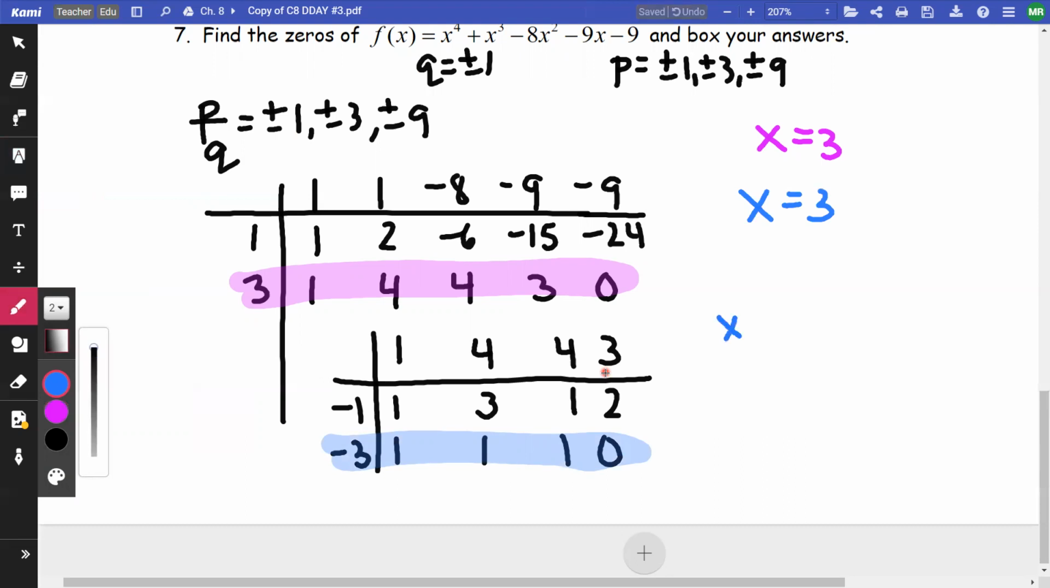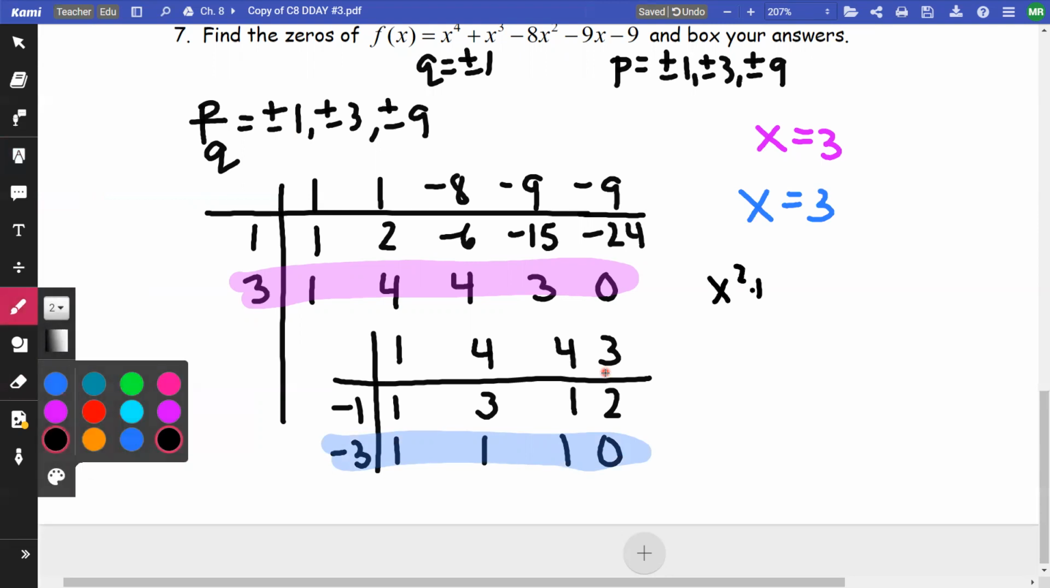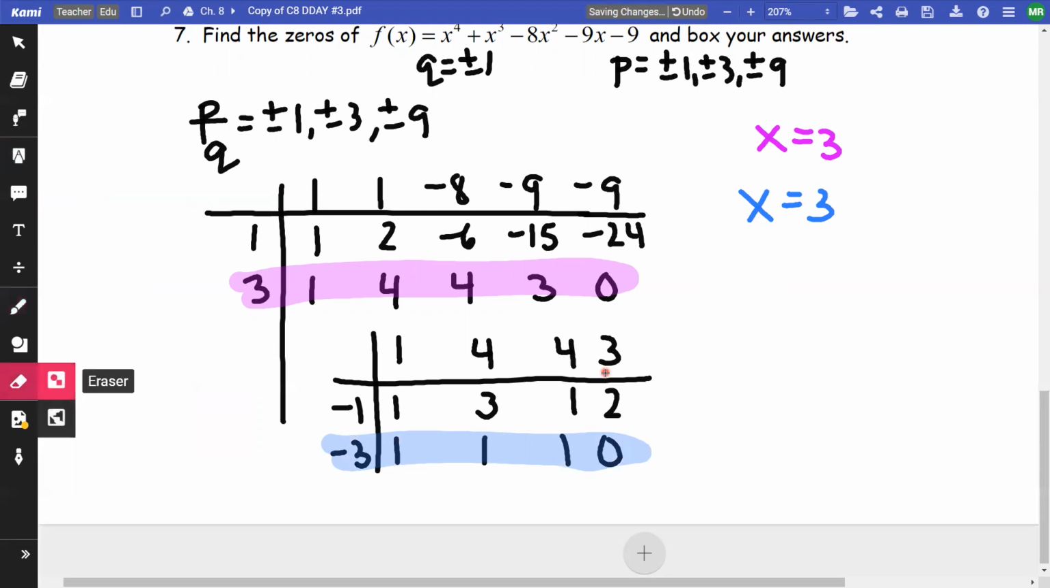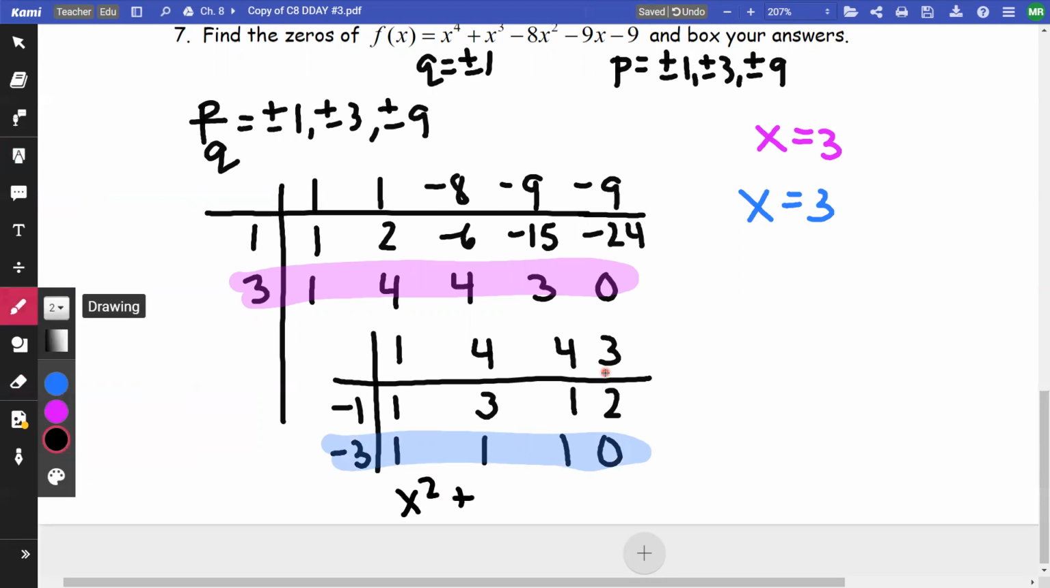x squared plus, let me write it down here. I'm left with x squared plus x plus 1 equals 0. That's not factorable. I don't want to do completing the square. I'm going to use the quadratic formula.